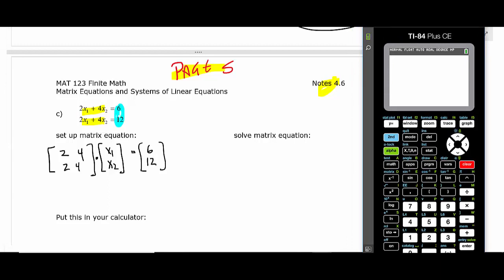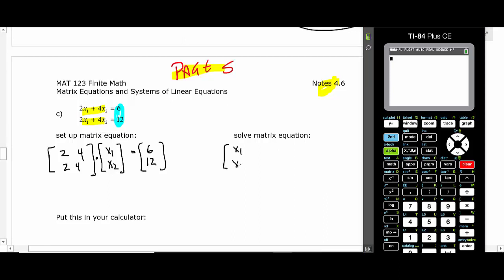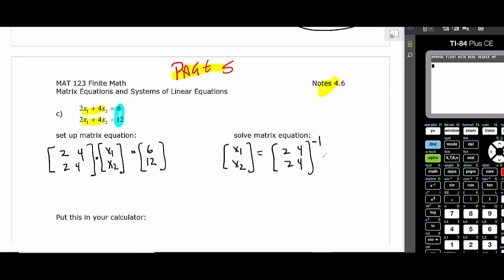Okay, all right. So now when you solve a matrix equation, this is what you basically do. You don't have to show the steps on this. The result of the matrix equation, this will show you what you put in the calculator, is you say x1, x2, then you put the first matrix, 2, 4, 2, 4, and then you do the inverse of that, because we're talking about inverses, and then you multiply that by 6, 12.